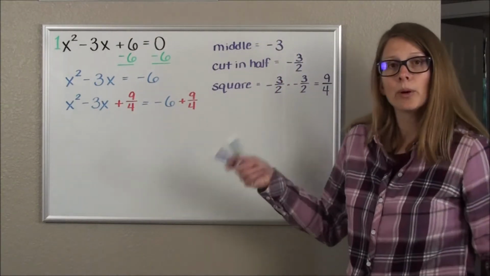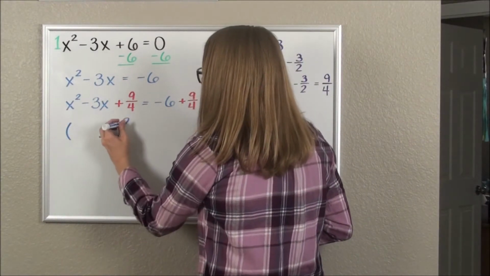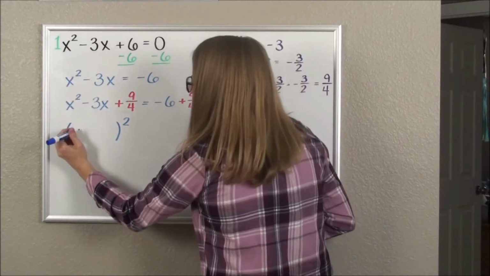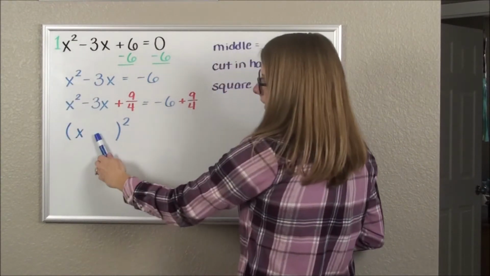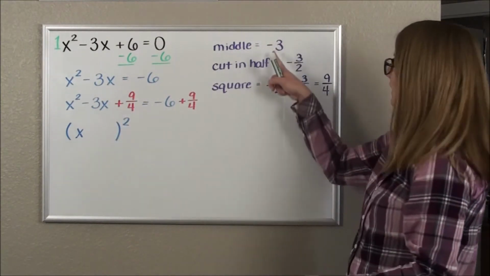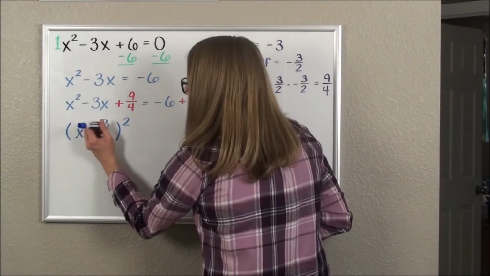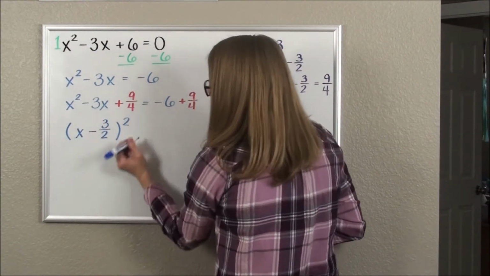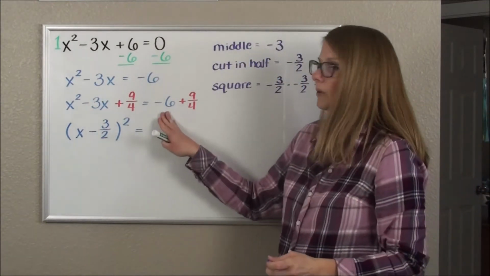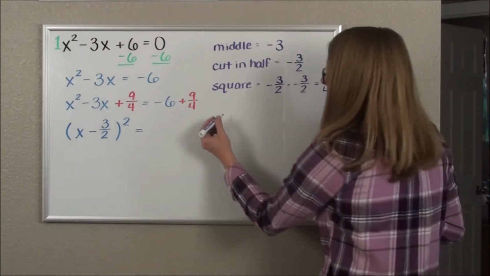And again, the whole point of adding 9/4 here is to create a perfect square. Based on our pattern, remember we take our variable and put that in first. And whatever goes here is this middle number cut in half. When we took that middle number, negative 3, and cut it in half, we had negative 3/2. Now on the right side, we have a little bit more work because we're taking a whole number and adding to it a fraction. So let's go off to the side to do that work.